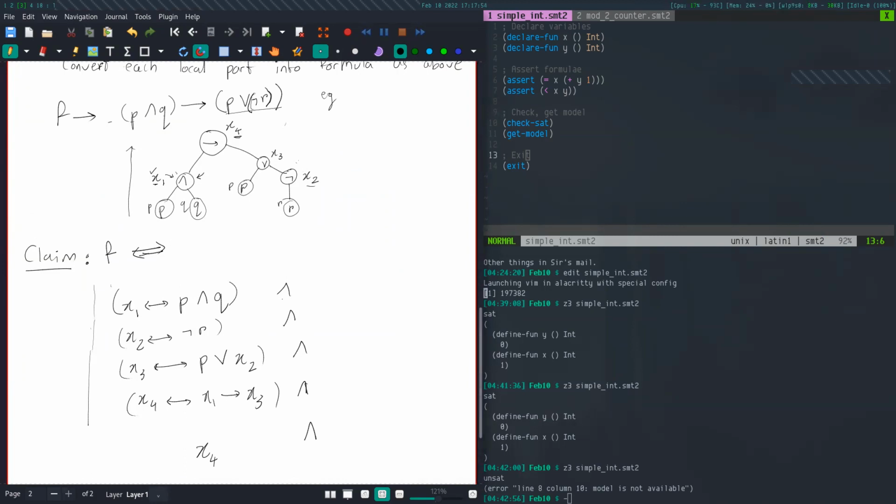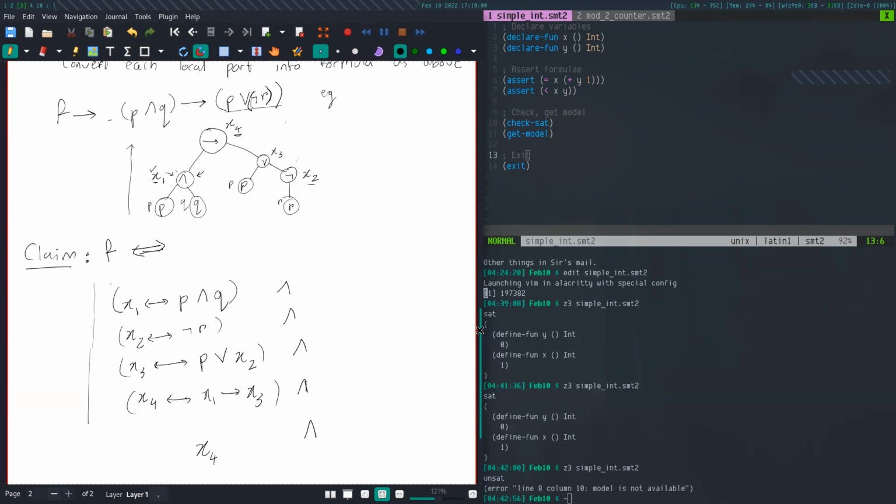Can you imagine what the proof is going to be, or do I go through that? Yeah, it's clear. Basically, you're just creating extra variables and then ANDing them. Yeah, it being equisatisfiable is in some sense clear.